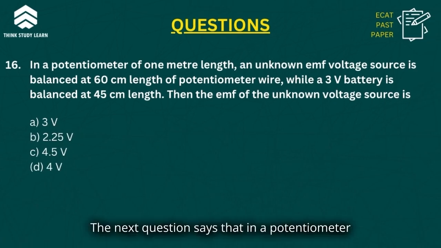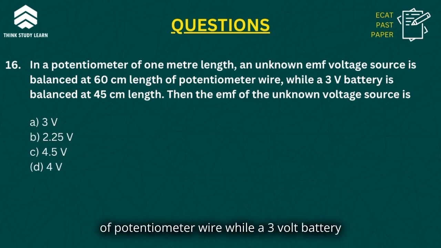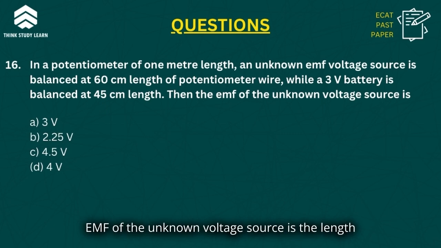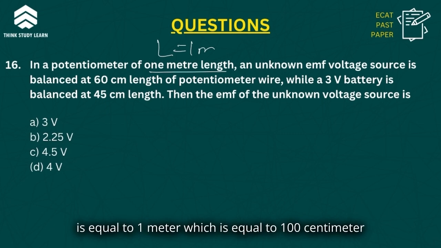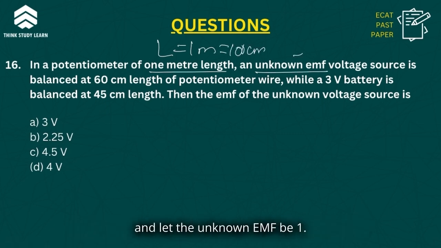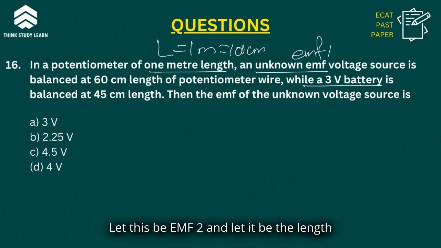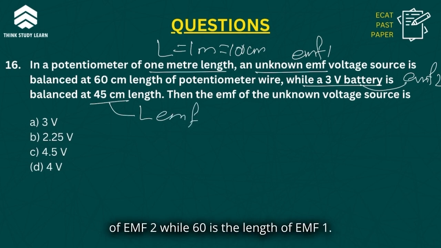The next question says that in a potentiometer of 1 meter length, an unknown EMF voltage source is balanced at 60 centimeter length of potentiometer wire, while a 3-volt battery is balanced at 45 centimeter length. Then the EMF of the unknown voltage source is, the length is equal to 1 meter, which is equal to 100 centimeter. And let the unknown EMF be EMF1. Let this be EMF2 and let it be the length of EMF2, while 60 is the length of EMF1.